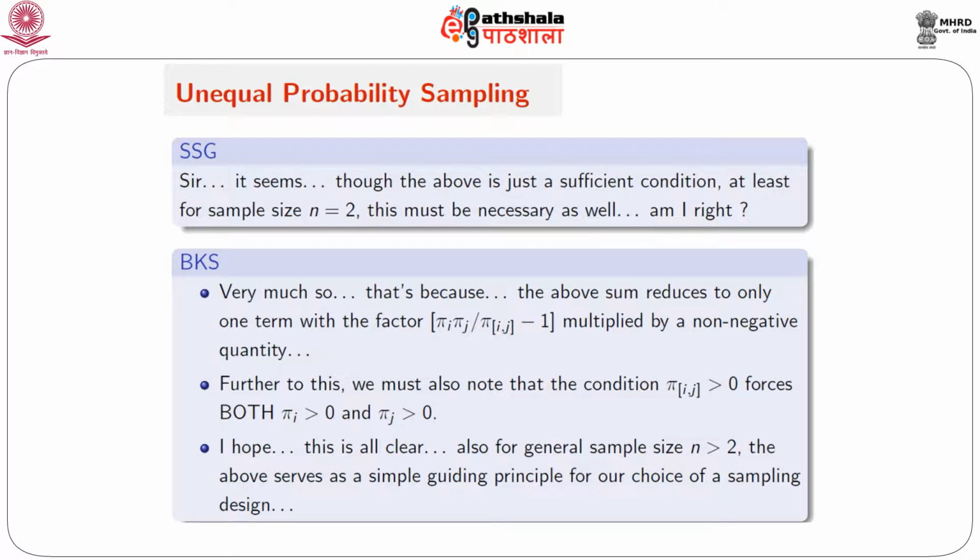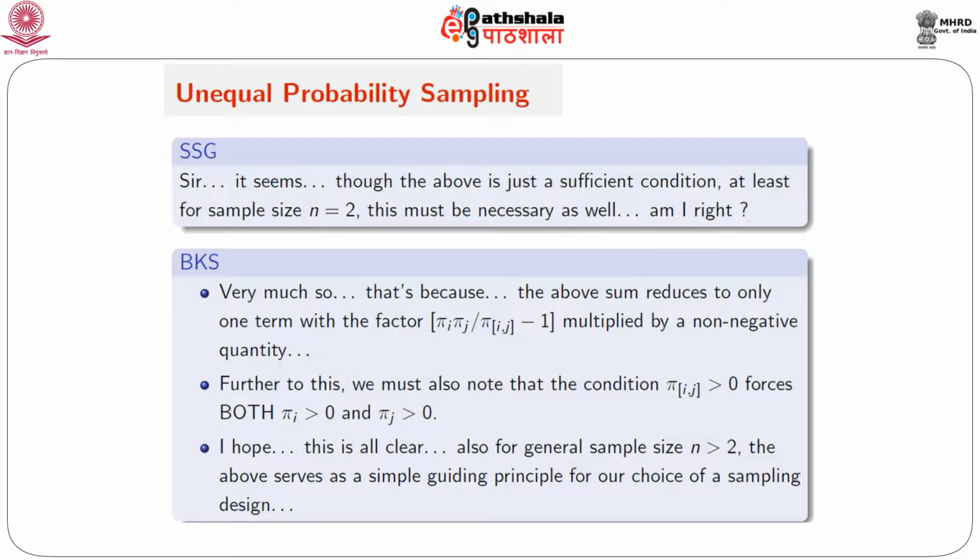The square term involving the data is already non-negative. You need the multiplier to be non-negative, and that amounts to pi i pi j greater than or equal to pi ij. Further to this, you must note that the condition pi ij strictly positive has to be enforced, and that also forces both pi i and pi j to be positive. You know, the inclusion and exclusion probability. Okay, I hope this is all clear to you.